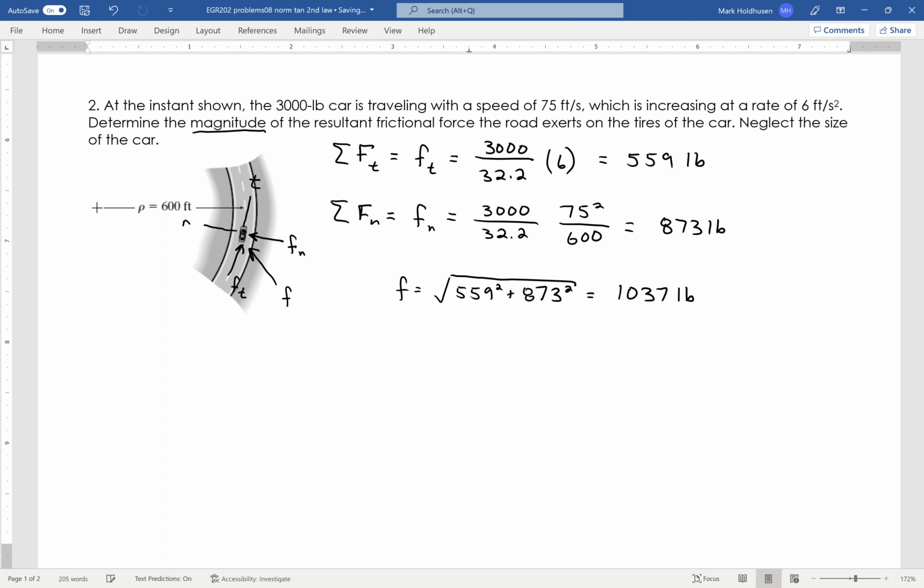1,037 pounds. Okay, so again, draw the free body diagram, set up your axes based on what we know about acceleration, and then go ahead and use your general motion equations and solve for what you're trying to find.